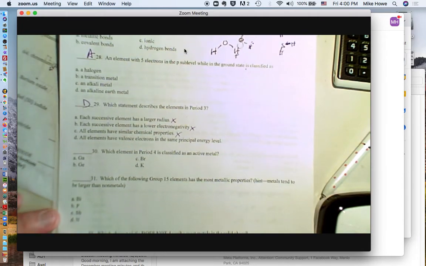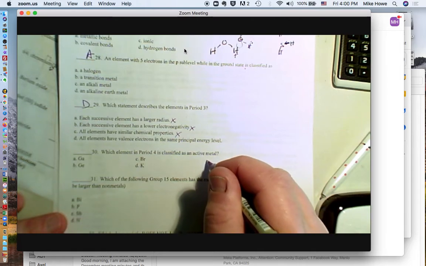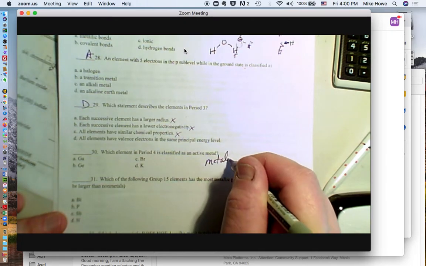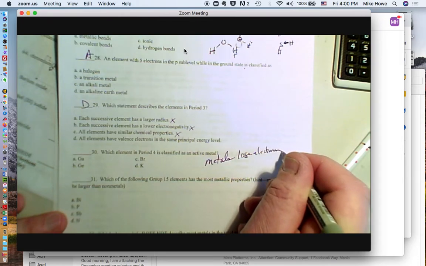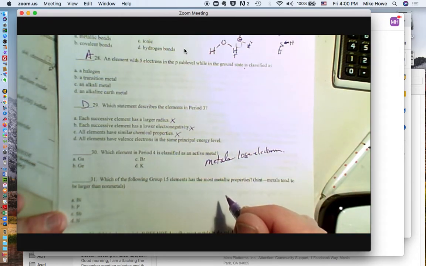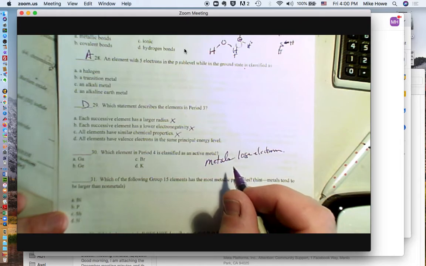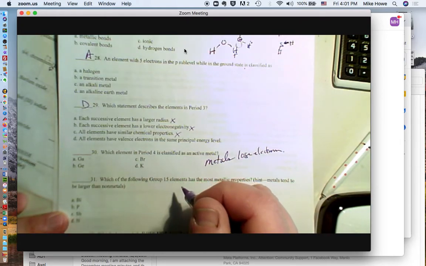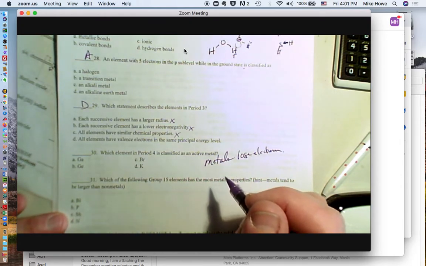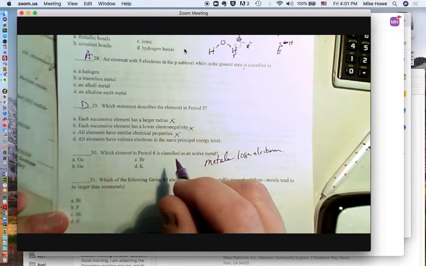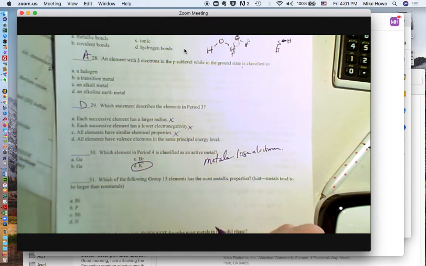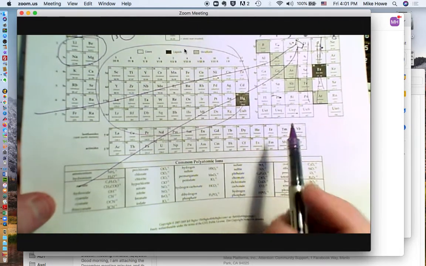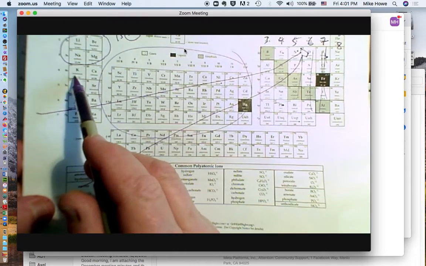Okay, active metals are the ones that lose electrons when they react. This is a little video I showed you with the little glass dish exploding. So of these elements, you'd pick the biggest one because the bigger ones lose electrons easier. So it'd be K, because K is the one furthest to the left and the furthest down of these elements. Here's Br way over here, and K is way over here, so K is more active.